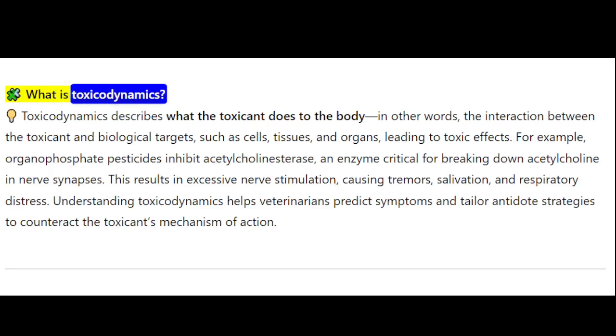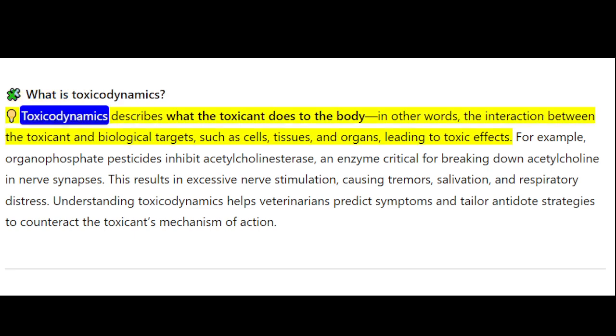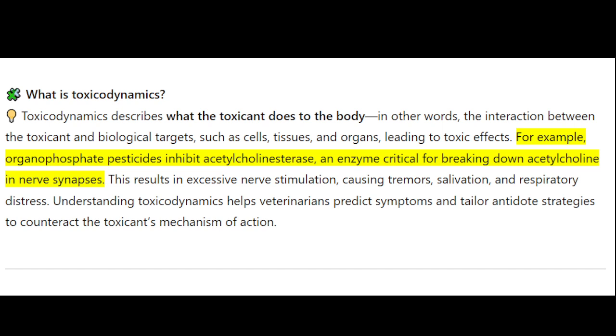What is toxicodynamics? Toxicodynamics describes what the toxicant does to the body. In other words, the interaction between the toxicant and biological targets, such as cells, tissues, and organs, leading to toxic effects. For example, organophosphate pesticides inhibit acetylcholinesterase, an enzyme critical for breaking down acetylcholine in nerve synapses.